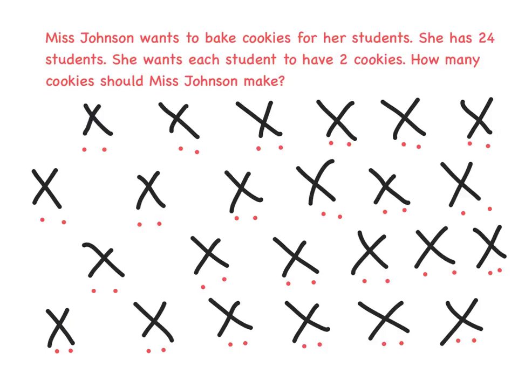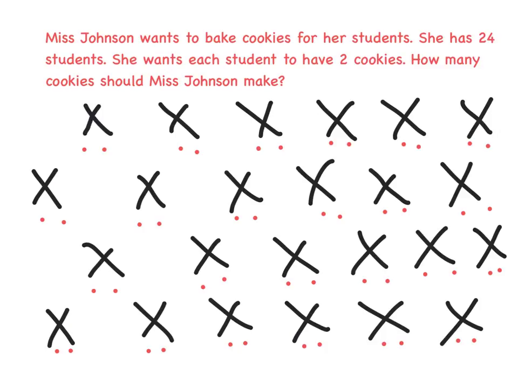I changed the story problem about cookies from division to multiplication. The story problem is now: Miss Johnson wants to bake cookies for her students. She has 24 students. She wants each student to have 2 cookies. How many cookies should Miss Johnson make?